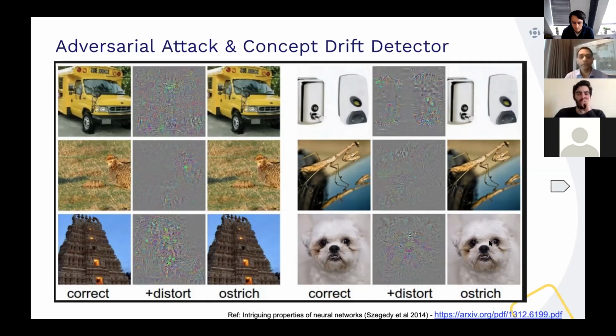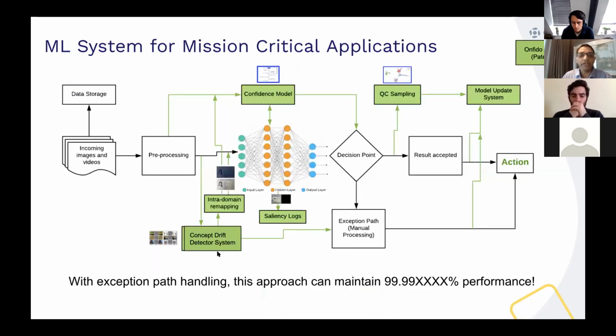It may not be so dramatic, but it will cause your machine learning system to silently give you an incorrect answer. So you have to build a concept drift detector system that is also capable of detecting adversarial attacks way before you get into your main system. And if your concept drift detector system says, hey, I haven't seen this kind of data before, I'm quite sure I'll make a mistake, immediately we trigger an exception path.